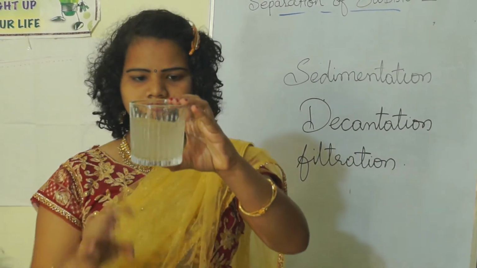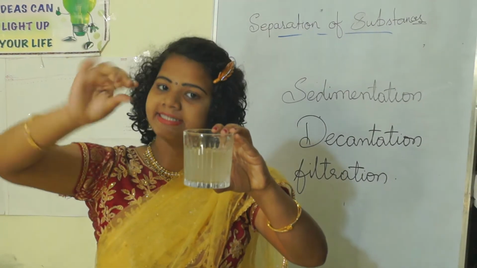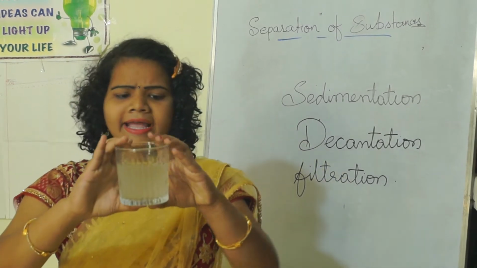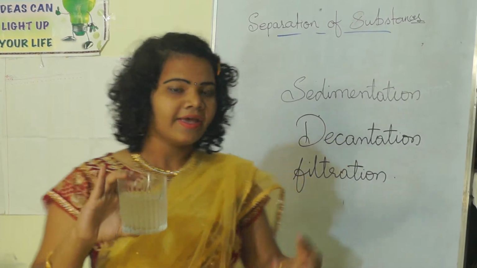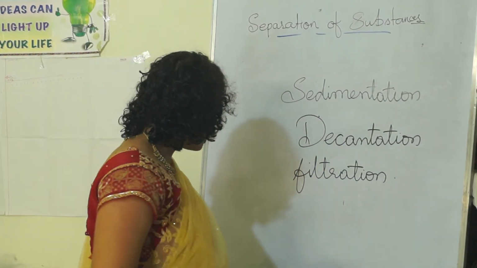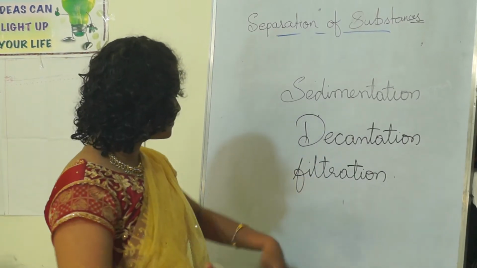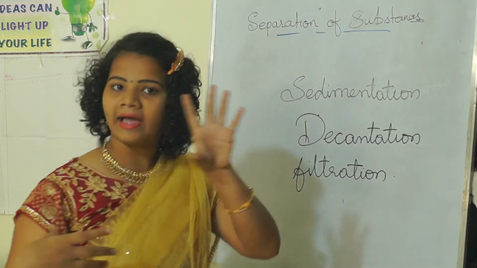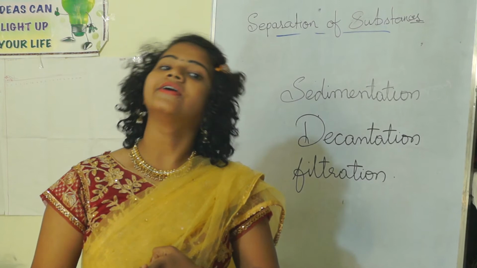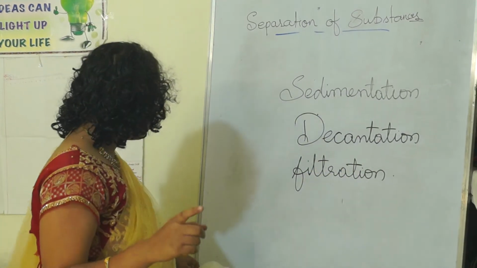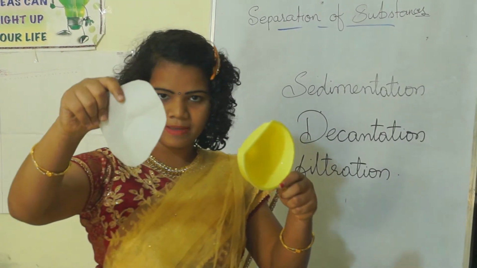This water contains a few dust particles and husk particles in it. So I need fresh and highly purified water. Here you have the third method, which is filtration. For this filtration process we need a funnel and a filter paper.